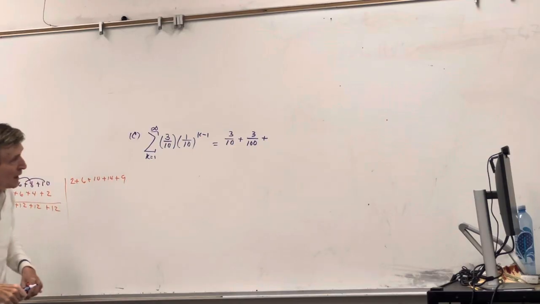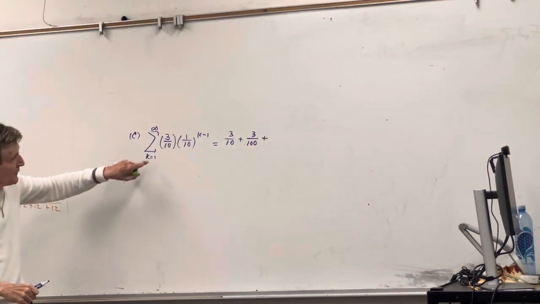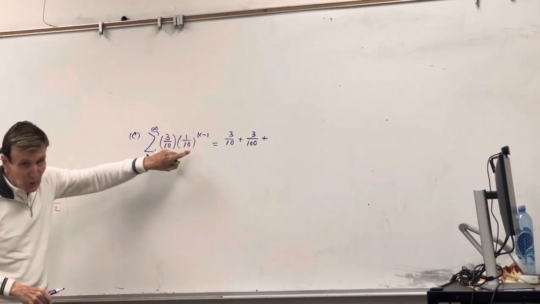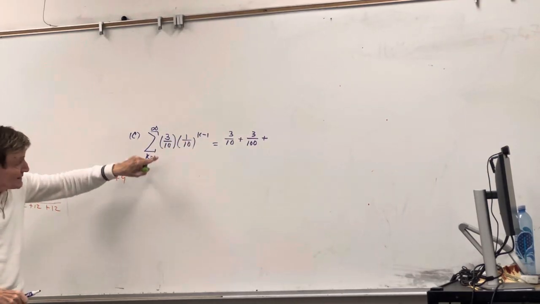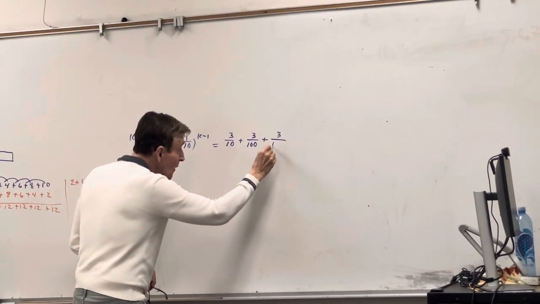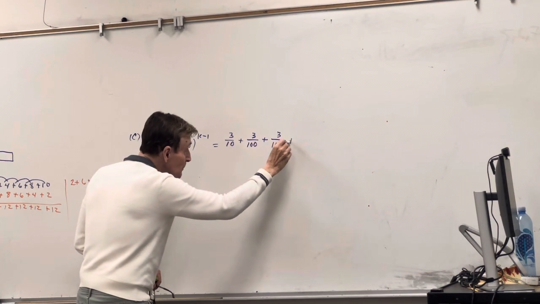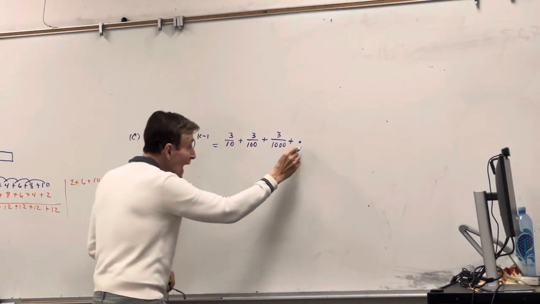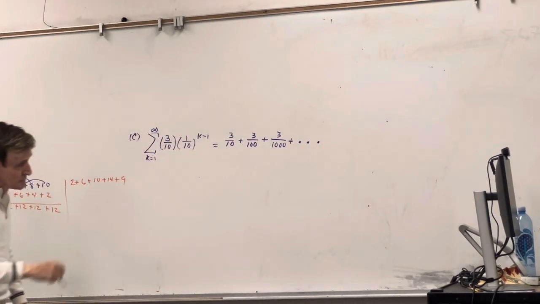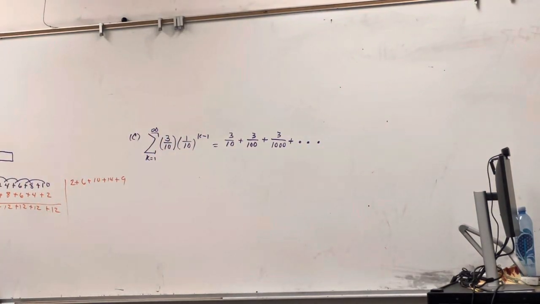Let's write a few out. Third term, let's put a 3 in there. I replace k by 3, and this becomes an exponent of 2. 1/10 squared is what? 1 over 100? Times 3/10, what's that, 3 over 1,000? Yes or no? And you can write out more terms. I'll write out the first 3. You can write out as many as you wish.